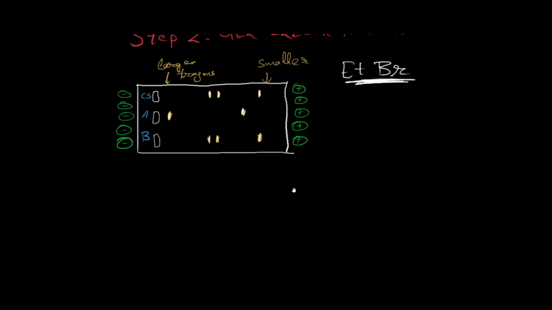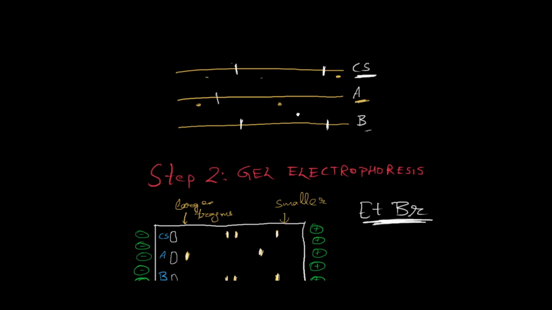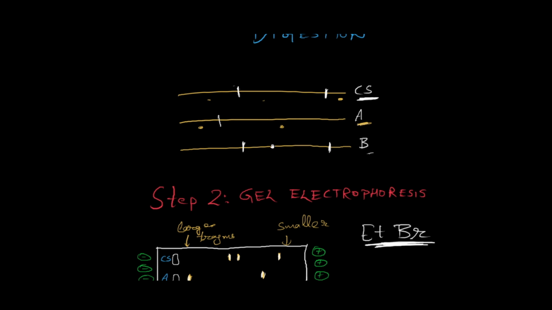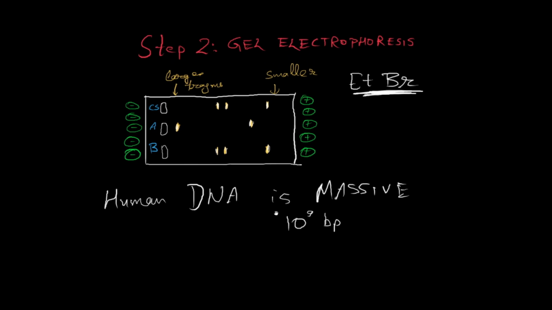And the reason is that we've been ignoring one huge complication in all of this. And the complication is that human DNA is massive. If you remember, human DNA is on the order of 10 to the 9 base pairs, so that's billions of base pairs long. And restriction sites, as in the sites at which the restriction enzyme will cleave the DNA, are typically much shorter. They're a few base pairs long at most, right?